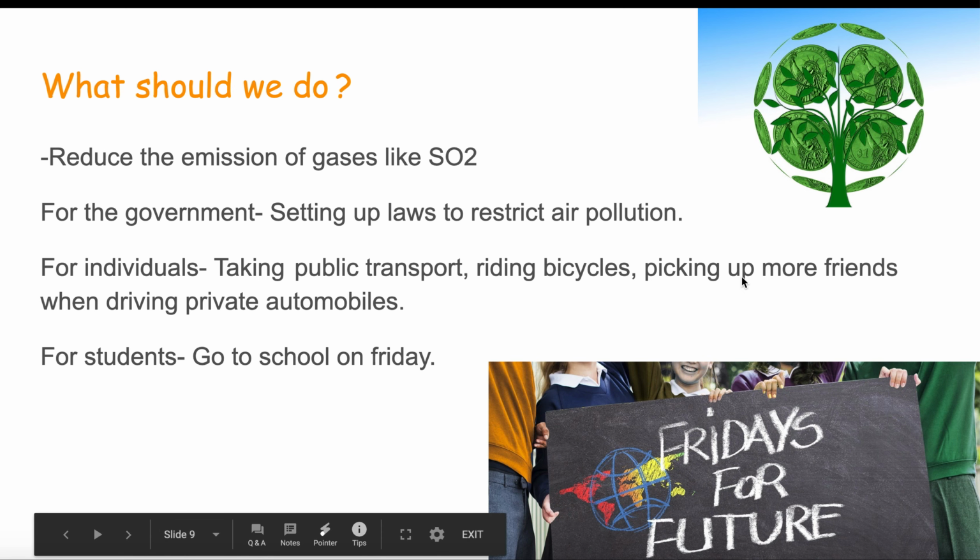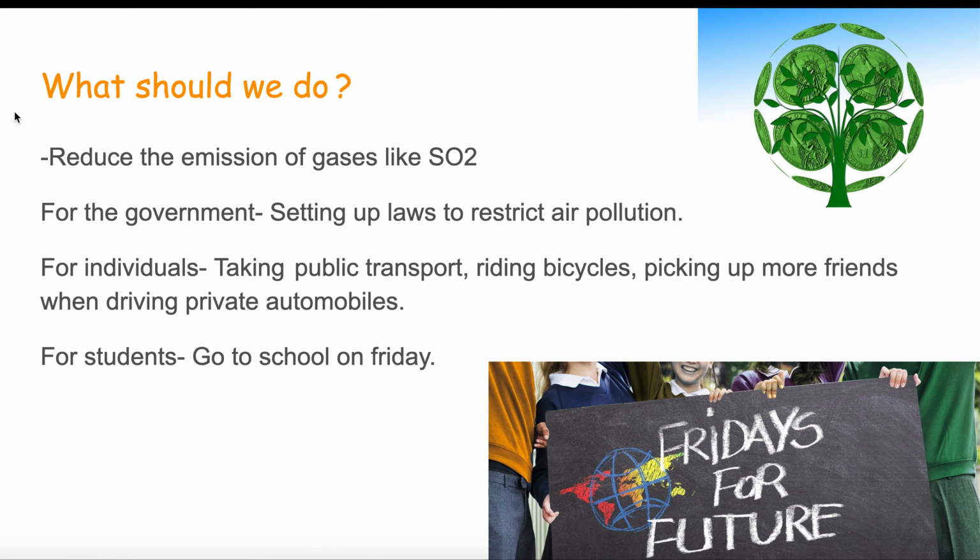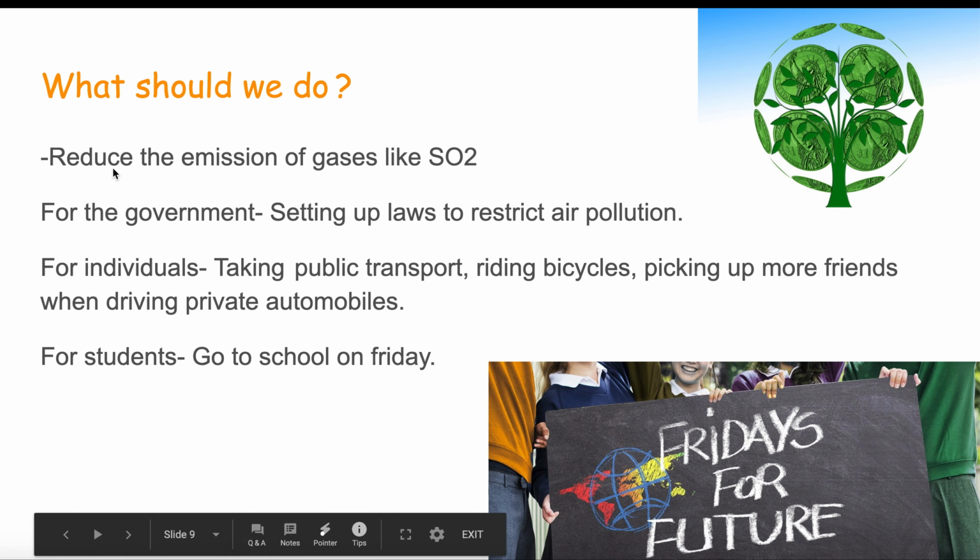Here are some tips on what we should do to stop acid rain. Basically, what the scientists suggest us to do is reduce the emission of gases like sulfur dioxide. As we said before, this is one of the gases that is responsible for acid rain. So this will be helpful.